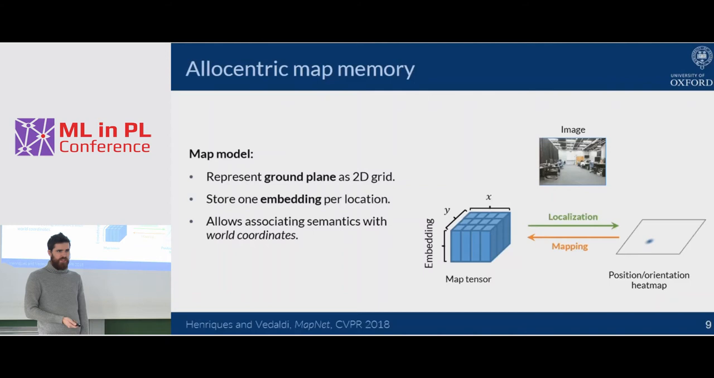All you do is assume that your map model represents the ground plane as a two-dimensional grid. So we're not concerned about the full 3D problem here yet. For each cell of this two-dimensional grid, you associate one embedding to that location. This embedding is the intermediate prediction of a deep neural network, so it's some semantic encoding. It's a vector that represents a point in this semantic space of all the things that you can see in an image. So essentially, you get to associate one visual code per cell of this two-dimensional grid. Just doing that, this is a spatial memory that allows associating semantics with world coordinates.